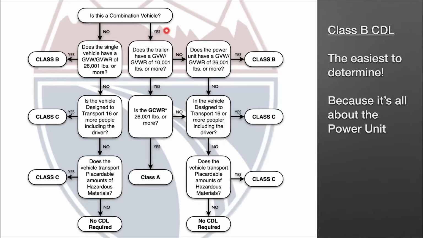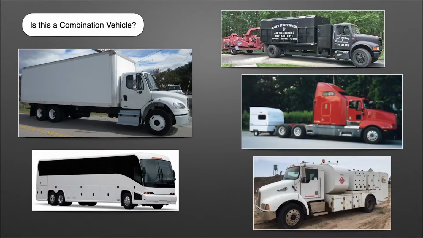If it happens to be a combination unit, it's going to ask about the trailer. It wants to know if that trailer happens to be heavier than 10,000 pounds, because if it is, that's going to drop us all the way down in here potentially to a Class A CDL. But if it's not, it's going to go back to all about that power unit being over 26,000, landing into the Class B area. So let's go through a couple examples and see that.